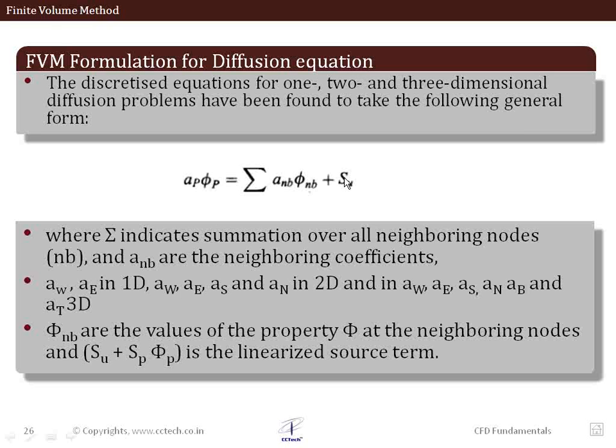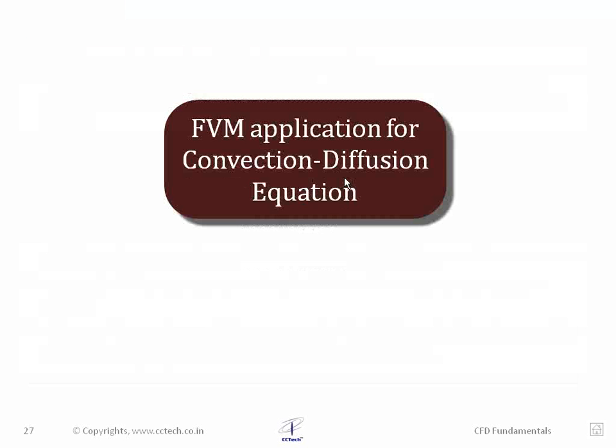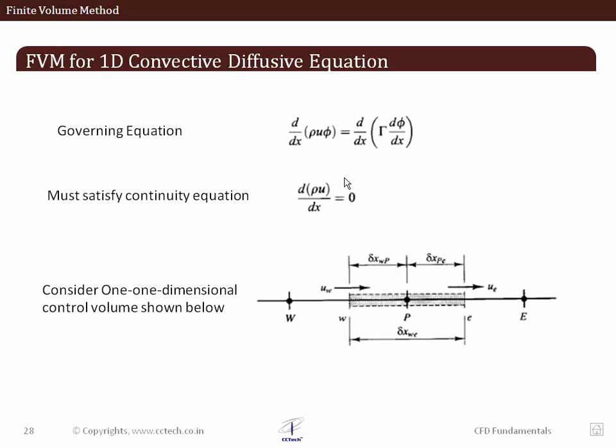So that was quite straightforward for a diffusion equation. We have managed through the finite volume method to convert our governing partial differential equations into a set of linear algebraic equations for a diffusion equation. Let's look at what happens for a convection diffusion kind of equation, which we already saw in the finite difference method lecture. In this case, additionally, we are considering that it should satisfy the continuity equation.